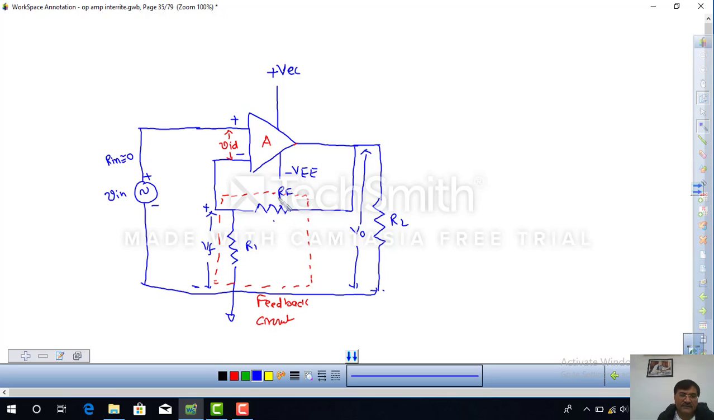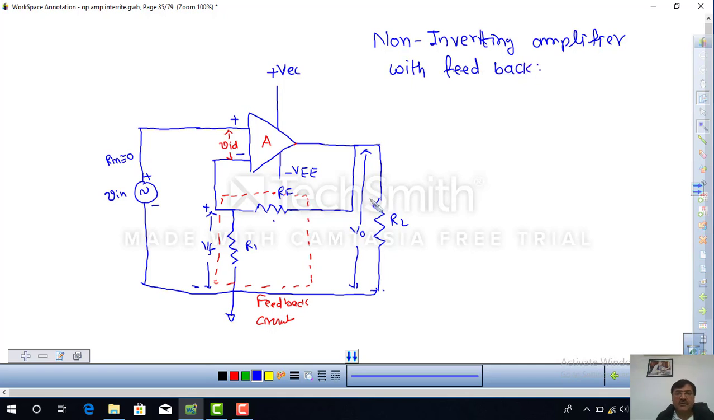This is the resistance called the feedback resistance RF, and R1 is the resistor connected between the inverting terminal and the ground. Here the input is given at the non-inverting input, so it is called a non-inverting amplifier with feedback. So for this circuit we find out what the gain of the circuit will be. Before discussing that, we discuss three gains.